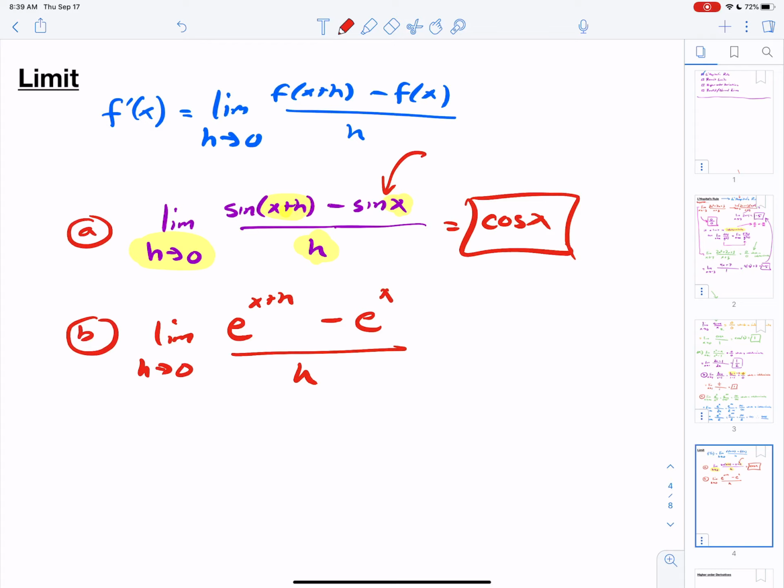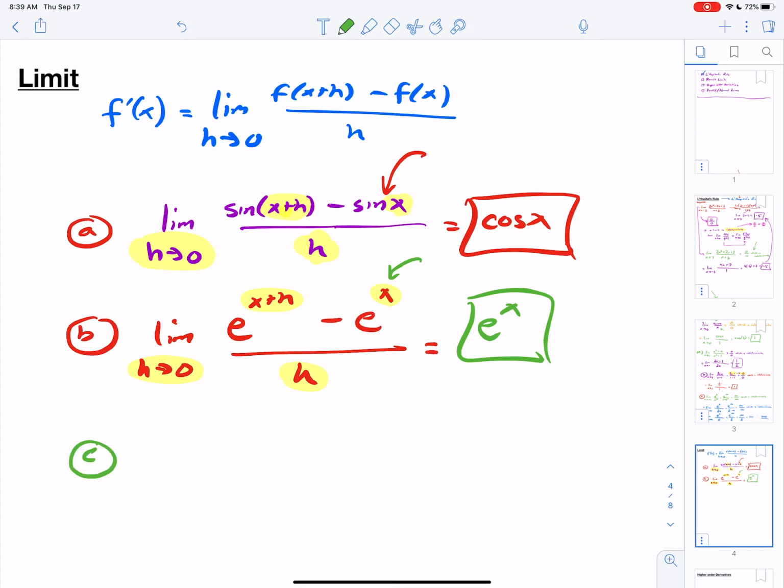This is just code for: what's the derivative of e to the x? The derivative of e to the x is just e to the x. What I'm getting at is you have to be able to recognize when you have the limit definition of a derivative. Again, they have h approaching 0, all over h. You've got some x plus h and some x. Notice how they have the same components, okay?